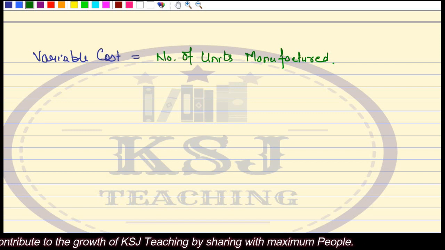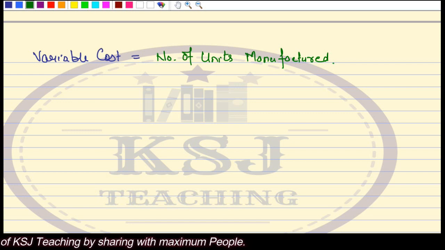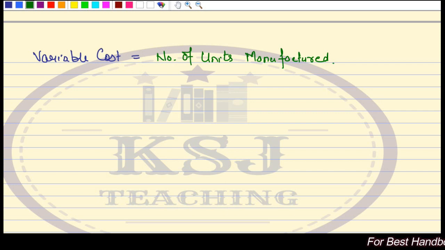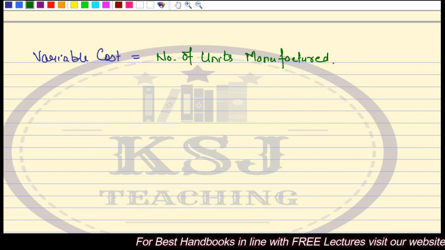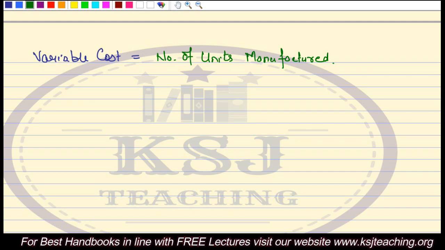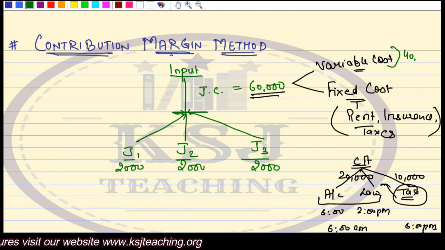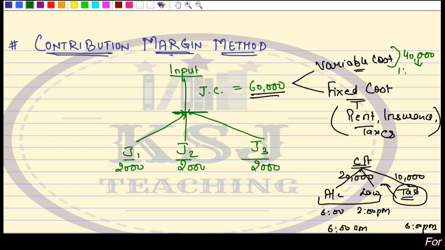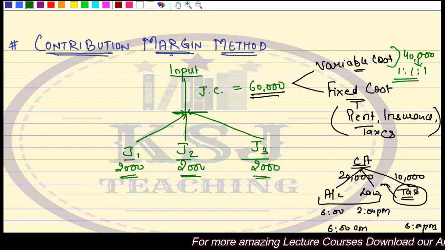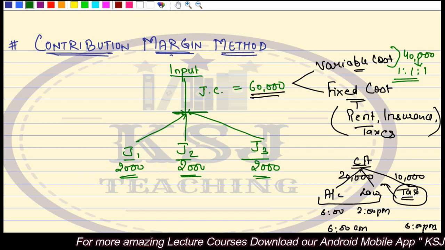Read it from page 13.3. Contribution margin method, the top fifth method. According to this method, the joint processing costs are apportioned among the joint products in the proportion of variable joint costs are apportioned in the ratio of output of each joint product, right? So that means if out of 60,000 you have say 40,000 as the variable cost, this 40,000 will be distributed in which ratio? 1:1:1, right? That is 2,000 is to 2,000 is to 2,000. This is the ratio in which we are going to distribute the variable cost.